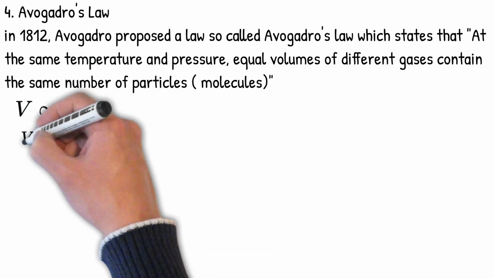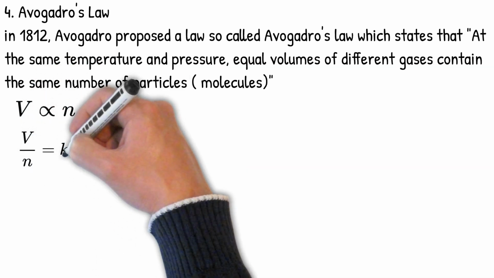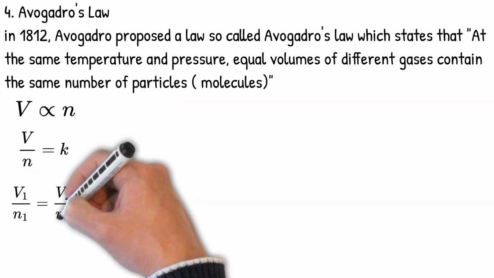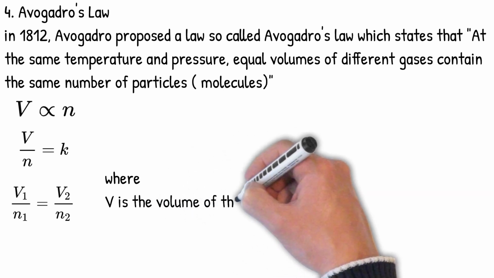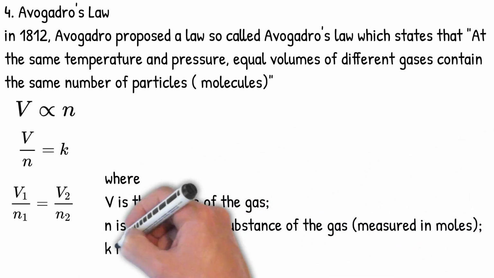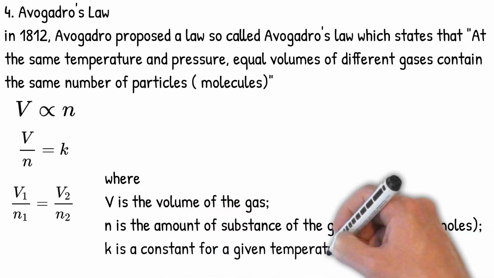By removing the proportionality symbol, we introduce the constant K. So the formula becomes V1 over N1 equals V2 over N2, where V is the volume of a gas, N is the amount of a substance or number of moles, and K is the constant of proportionality at a given temperature and pressure.